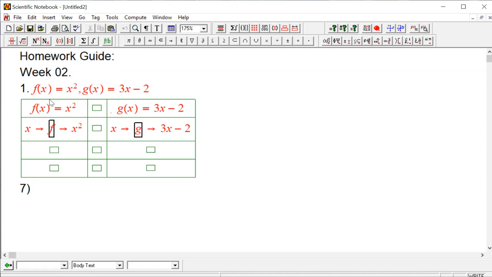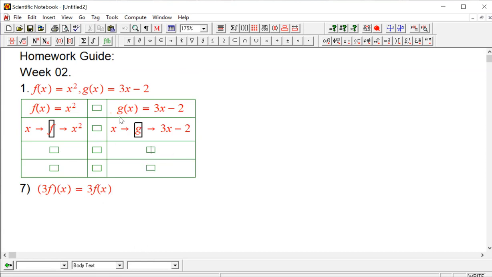Number 7 says 3 times f, that's a function, on x. The reason I take this question first is that I think I didn't cover this kind of example in the lecture. I only talked about it, but I didn't show it. So this equals 3 times f of x. How does it work?